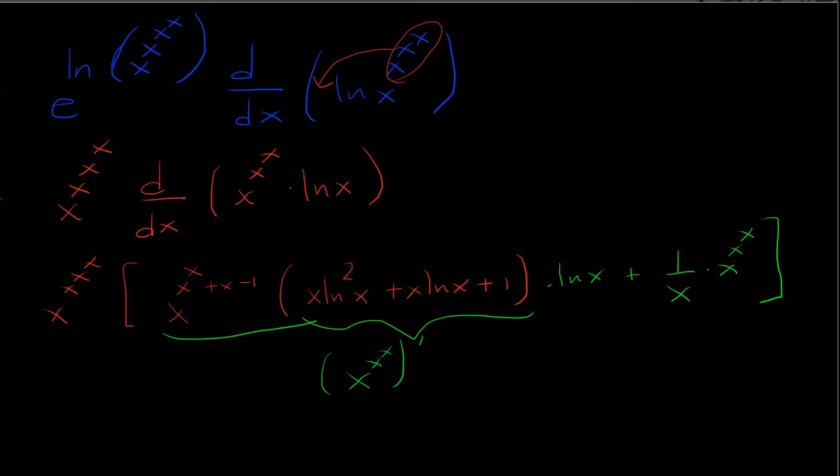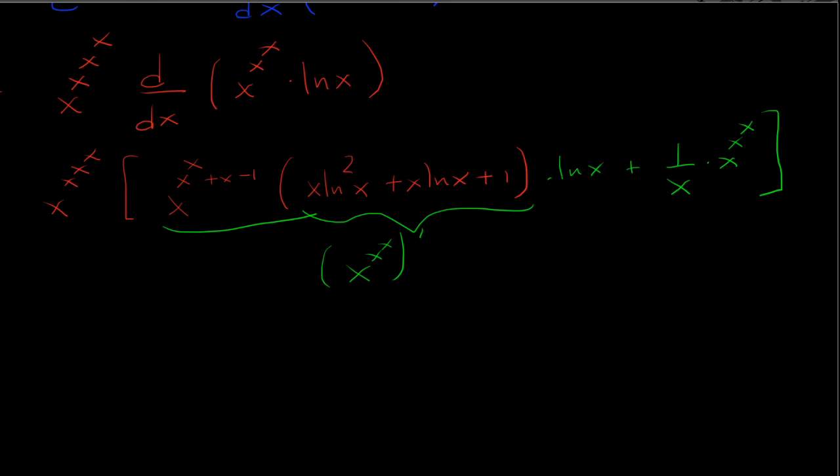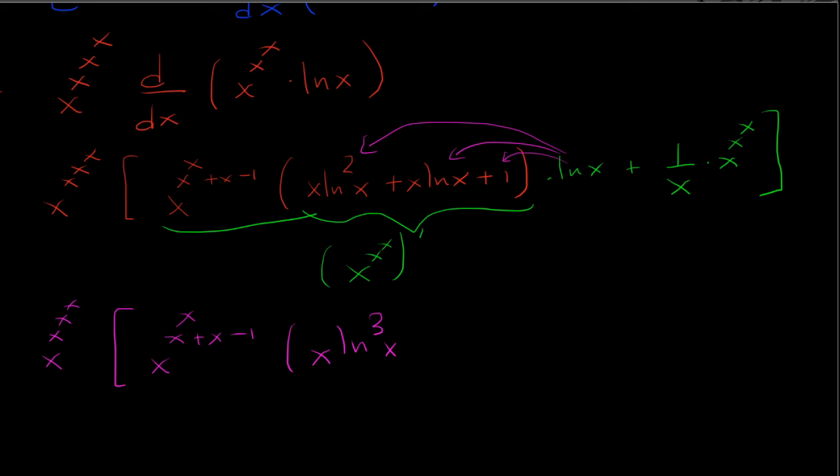Okay. Let's see. I can distribute out the ln of x to all of these. Okay, let's just do that. So ln squared times ln of x is ln cubed. And we can simplify the 1 over x times x to the x to the x. We're just going to subtract the exponent. So that's minus 1.